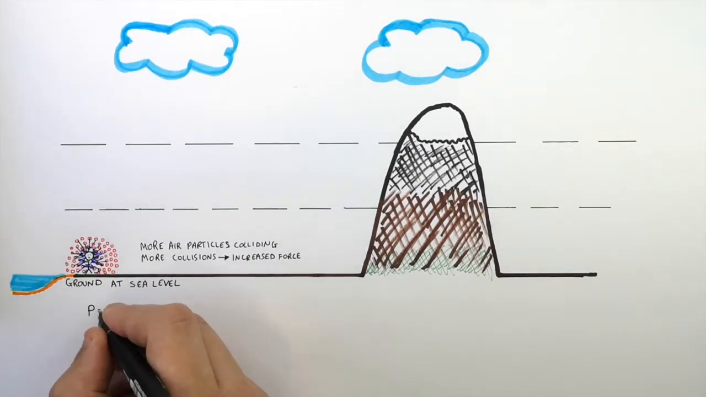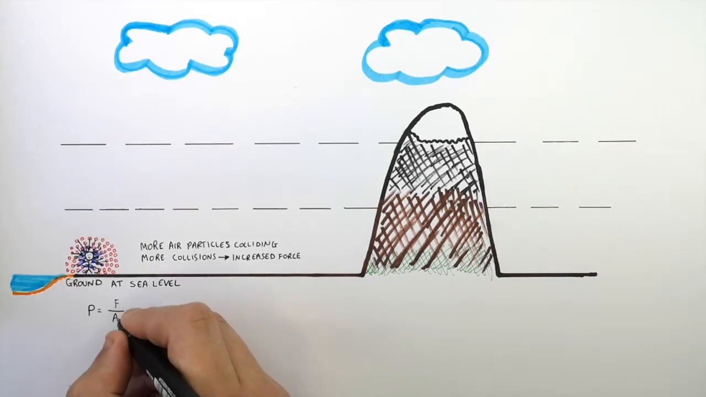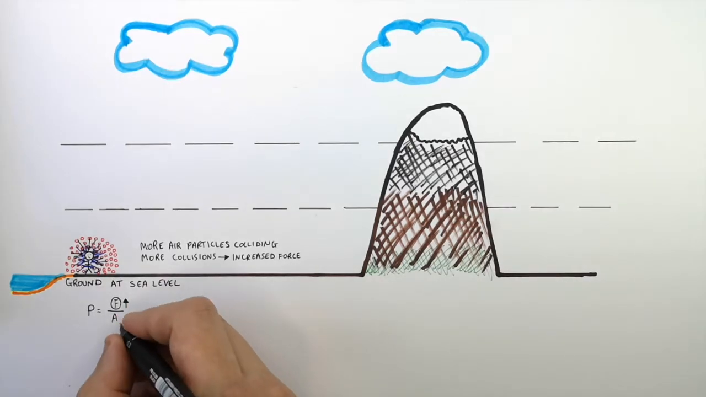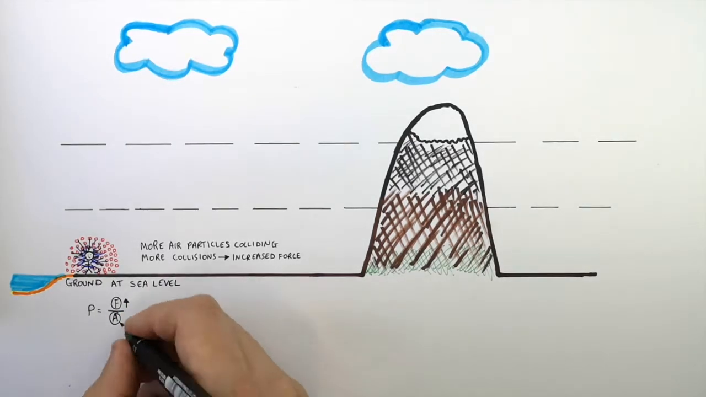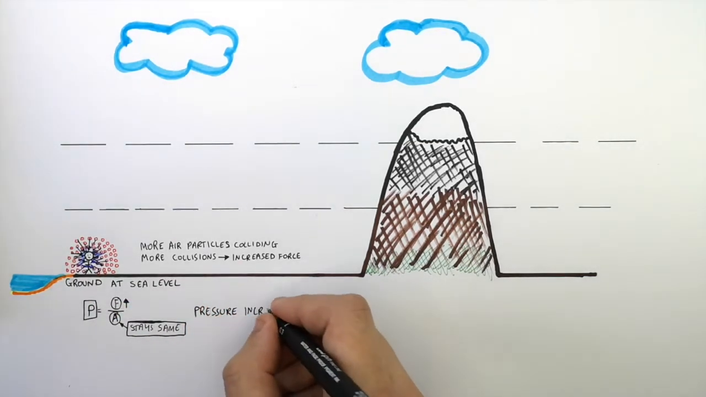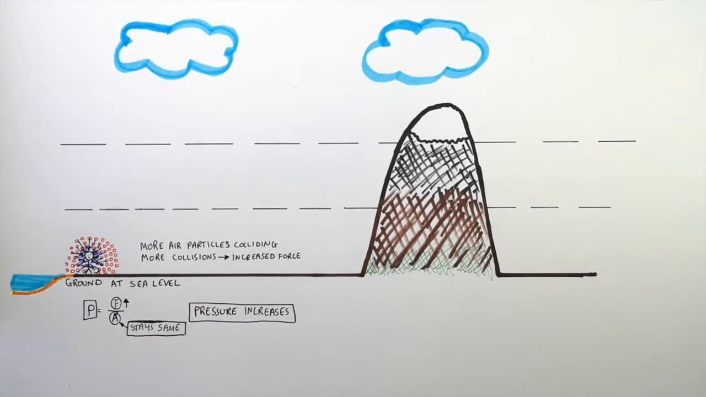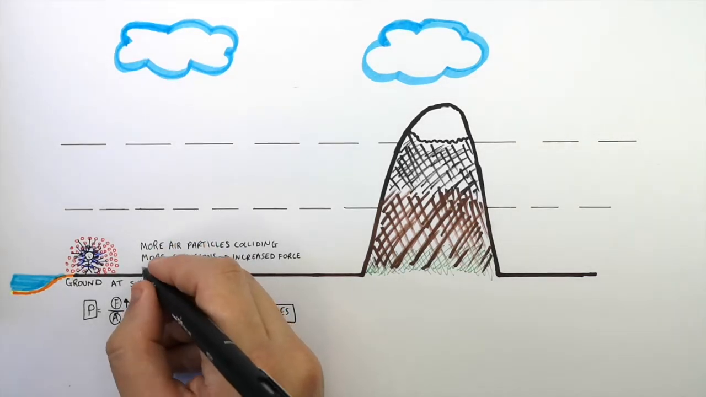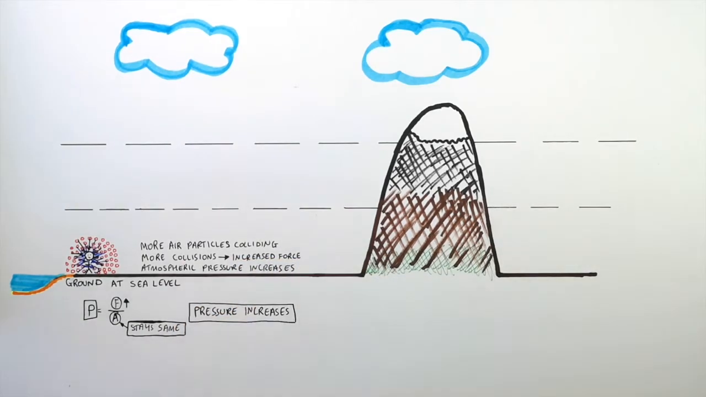So because pressure equals force divided by surface area, if you increase the force acting on an object, but the surface area remains the same, the pressure acting on that object will increase. So at low altitudes, where there is a higher density of air particles, the atmospheric pressure increases.